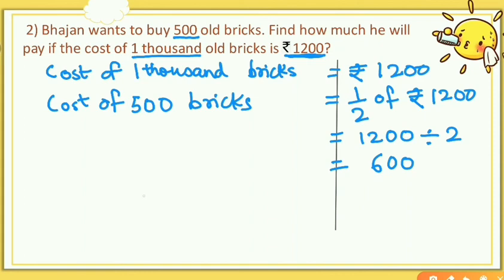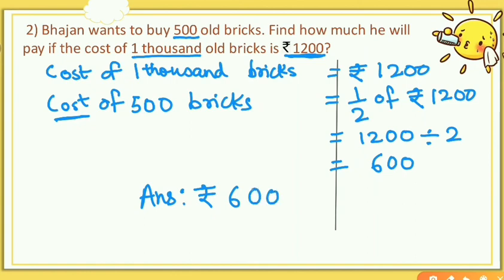So we got our answer as, what are we finding? We are finding the cost of 500 bricks. So what is the unit of cost? The unit of cost is rupees. So our answer is rupees 600.